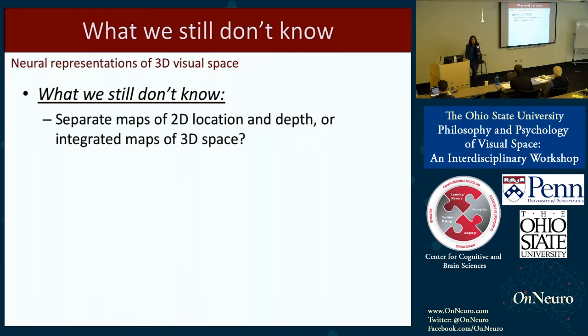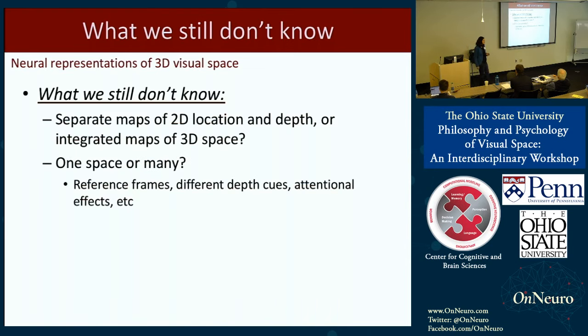Beyond that, as I mentioned, this work is a start towards getting at the integrated 3D space, but it's really not nailing it precisely yet. And so it is possible that what we're still looking at is, within the same region, separate maps of 2D space and depth. And so what we really need to know is, are these separate maps that coexist, or are they truly integrated?